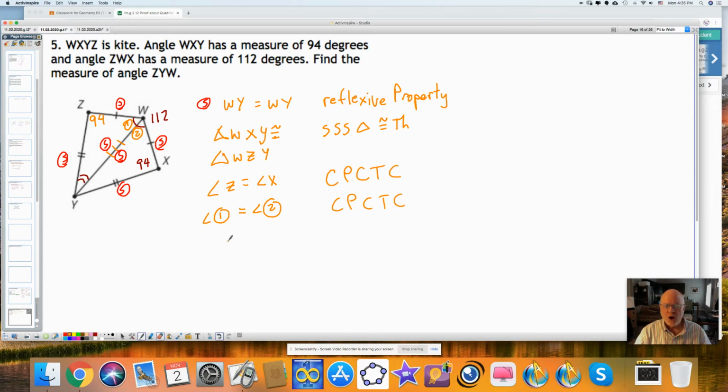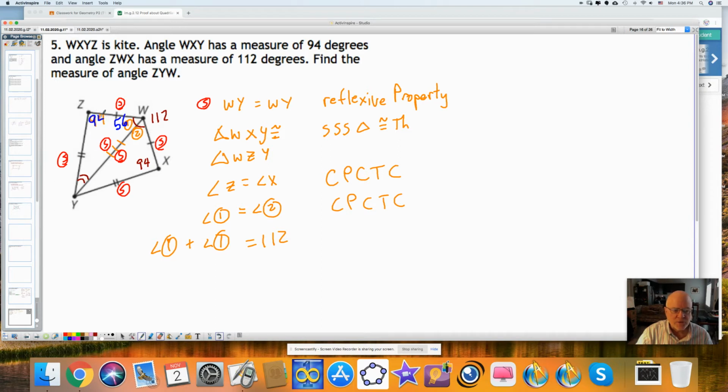And since they are equal, and they add up to 112, I could substitute this in. 2 of these, angle 1, is equal to 112. So this angle has to be 56. I'll mark it in blue. This is 56, and this one is 94.